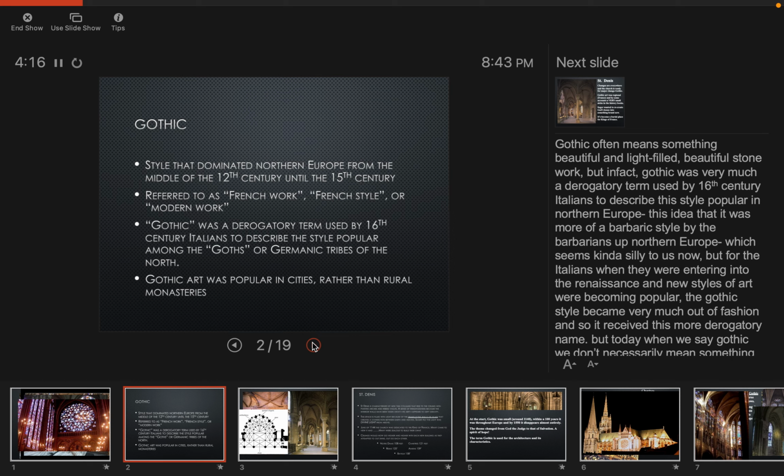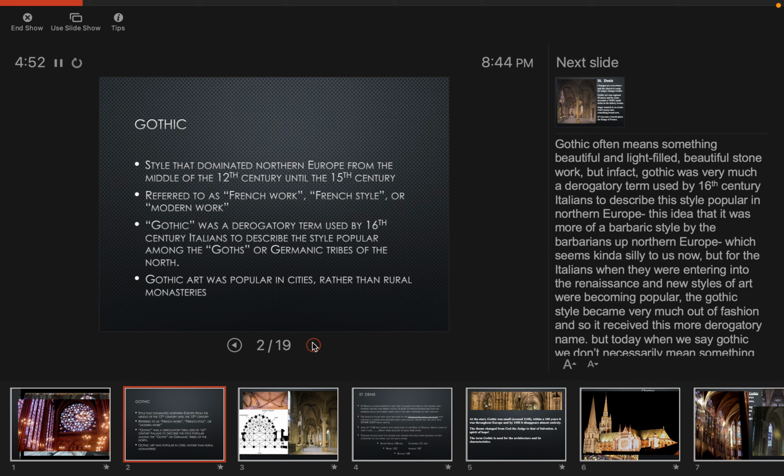Gothic often means something beautiful and light filled, with beautiful stonework, but in fact, like I said, Gothic was a derogatory term used in the 16th century to describe this style in Northern Europe. The idea is that it was a barbaric style by barbarians up in Northern Europe, which seems kind of silly to us now, given how elaborate and ornate these cathedrals are.